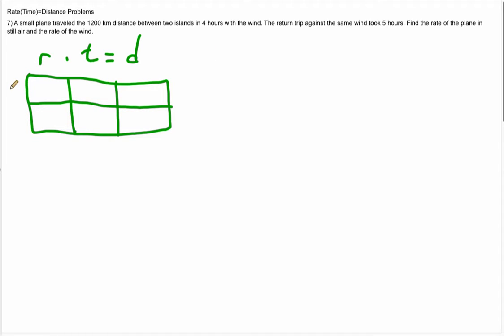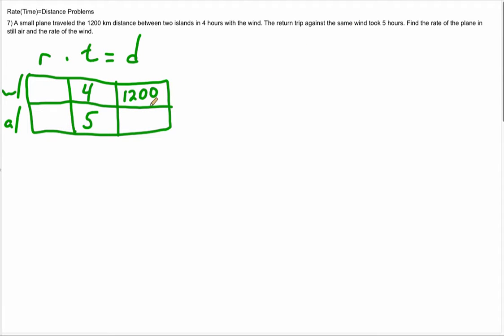All right, so this is with wind, and this is against wind. A and W. Okay, so a small plane traveled 1,200 kilometers. That's a distance between two islands in 4 hours with the wind. So with the wind, 4 hours. And the return trip against the same wind took 5 hours. So we know it's 5.